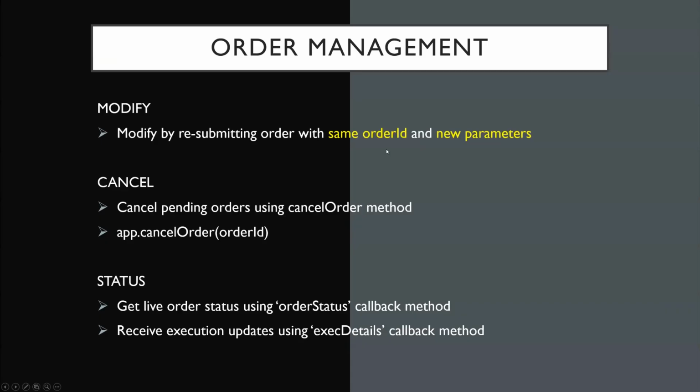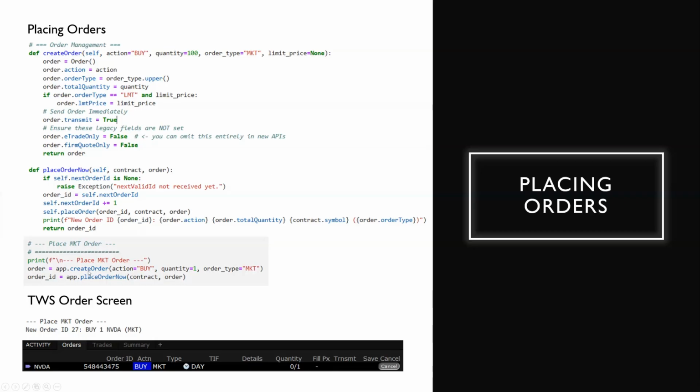Now, in terms of more order management, how do we modify a trade? You modify a trade by resubmitting the same trade with the same ID, but with new parameters. So you create a new order, and then you send that order. You create a new order, but using the same IDs that you placed the order with last time.